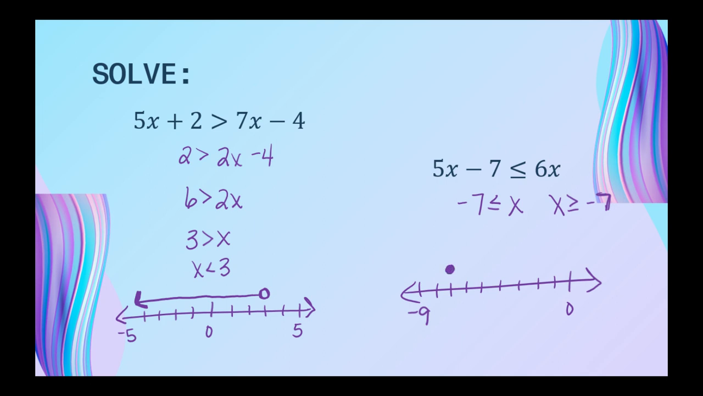Now, how do I know it's a closed circle again? Because it's got the equal to underneath the inequality. So it's greater than or equal to, I'm going to use a closed circle. And it's greater than, which means I want to go to the right because I'm going to cover all of the numbers that are greater than -7, -6, -5, up to 0, and then 1, 2, 3, etc. Okay? So we're solving like an equation, and then we are graphing on a number line.